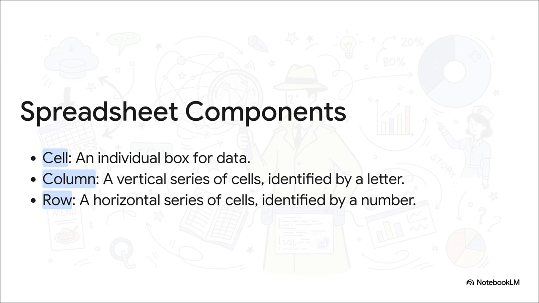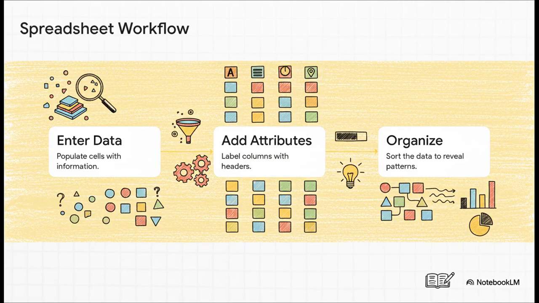You've got your vertical columns, which get letters, your horizontal rows, which get numbers, and the little box where they meet, which we call a cell. So when someone says cell D3, you know exactly where they're pointing. And the workflow is just as straightforward. First, you get your information into those cells. Then you give your columns some meaning by adding headers, which in data speak we call attributes.